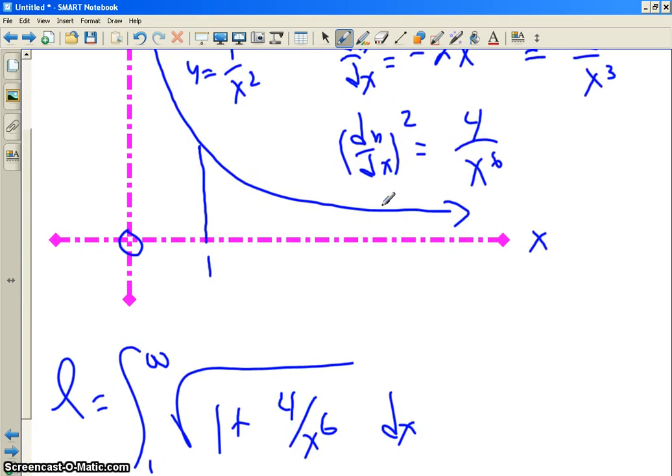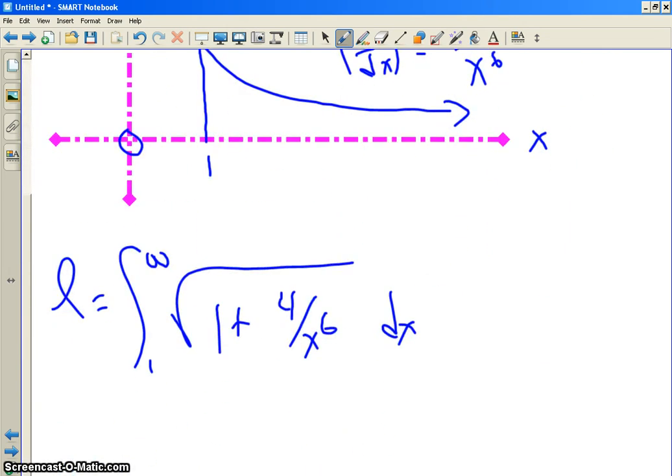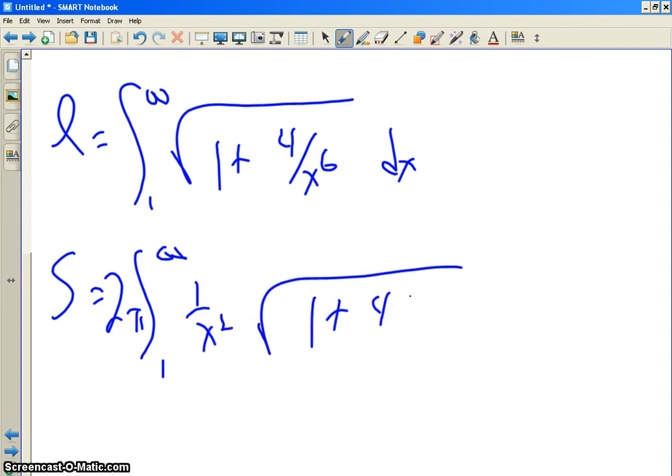If I take this arc and revolve it around the x-axis, say. Well, we need to add 2 pi r. And who's r? Ethan? r would just be 1 over x squared. Okay, so let's convert it. The integral from 1 to infinity of 2 pi times 1 over x squared times the square root of 1 plus 4 over x to the 6th dx.